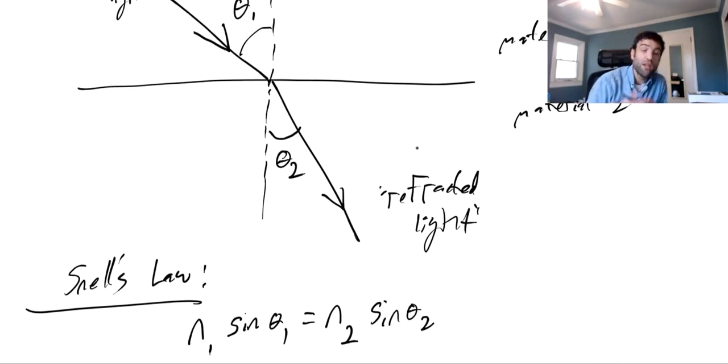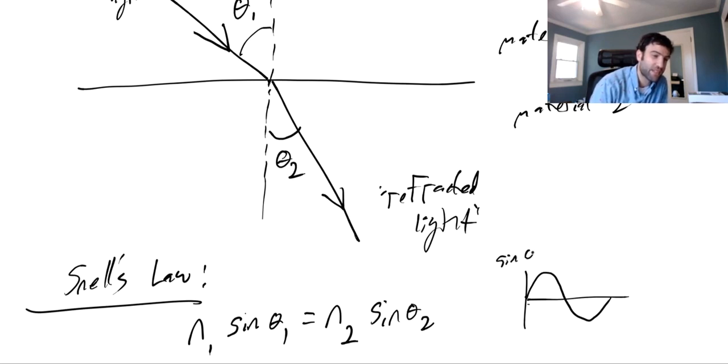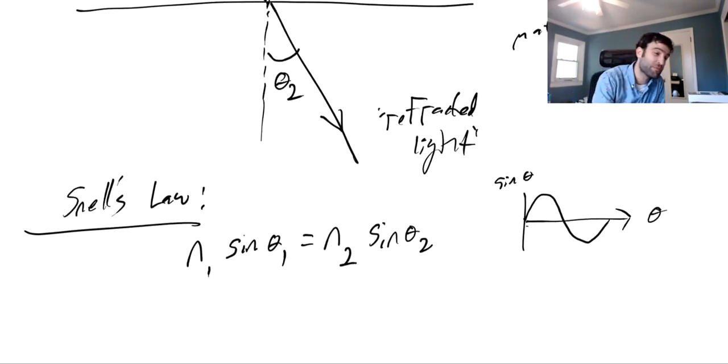You can think for a little bit about how the sine function looks. Sine looks kind of like this, that's sine of theta, if this direction is theta. You can figure out that if you have a smaller index of refraction for material 1 and a bigger index of refraction for material 2, you'll get light that bends like this, going from a bigger angle in the first material to a smaller angle in the second material.